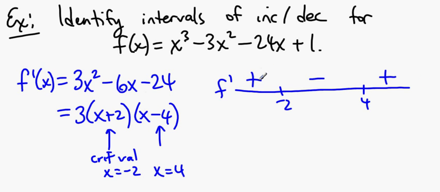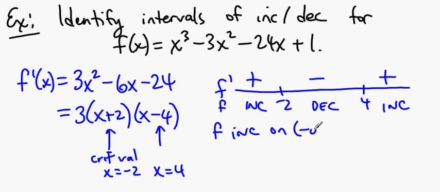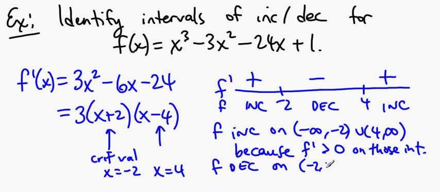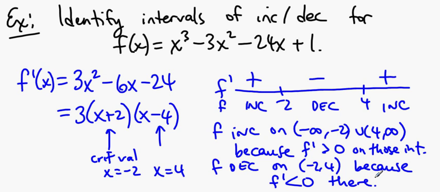So if f prime goes from positive to negative to positive, f goes from increasing to decreasing to increasing. So I know that f is increasing on negative infinity to negative 2 and 4 to infinity. Why? Because f prime is positive on those intervals. And I know that f is decreasing on negative 2 to 4. Why? Because f prime is negative there. So I can very clearly establish with the first derivative test where f is increasing or decreasing.